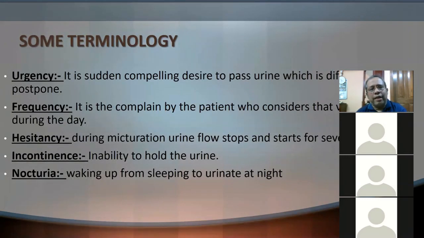Some terminology. Urgency is a sudden compelling desire to pass urine which is difficult to postpone. What about frequency? It is the complaint by the patient who considers that he voids too often during the day. Hesitancy: during micturition, urine flow stops and starts several times. Incontinence: inability to hold the urine. What is nocturia? Waking up from sleep to urinate at night.